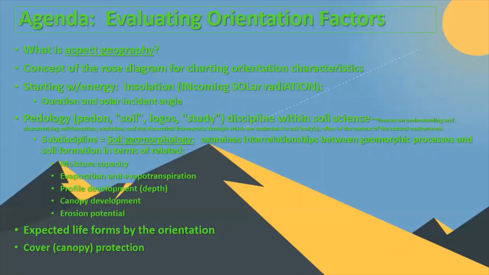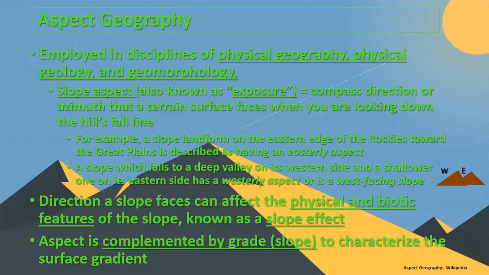Photosynthesize energy that comes from the sun, and then pull out what they need from things like water and so forth, and they give off, of course, carbon dioxide. So we'll also talk probably a little bit about the depth of soil profile. Soil profile is the horizons of soil, and then tree canopy development, the erosion potential, those will be mentioned. And then what kind of expected life forms occur with the orientations on the slope, and then cover canopy protection. Probably mention something about those.